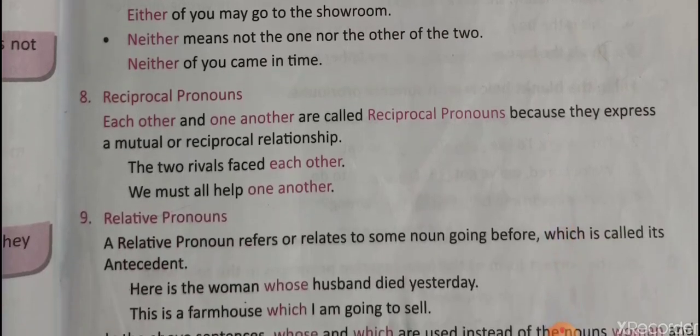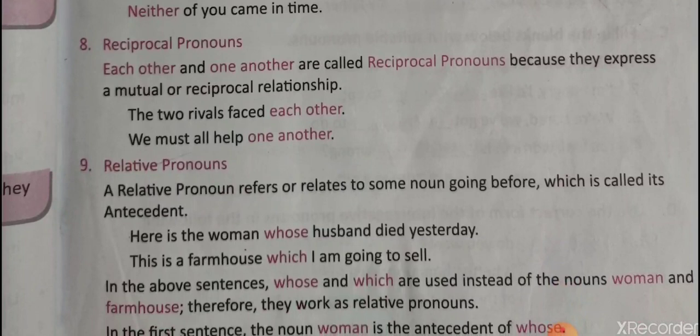Now reciprocal pronouns, each other, one another, are called reciprocal pronouns because they are reciprocating it, right? Means these are mutual. If there is something about one person, it is about the other person also. Like you, don't talk to each other. So it is very clear that two persons are talking to each other. Like if he is opening his mouth, the other person is also opening the mouth. So it comes on both and one another.